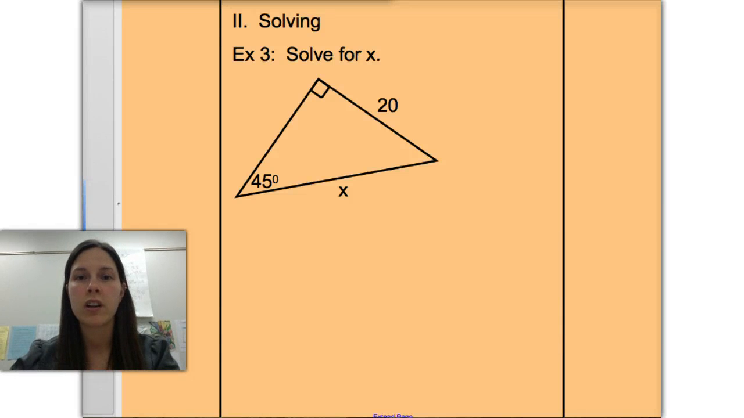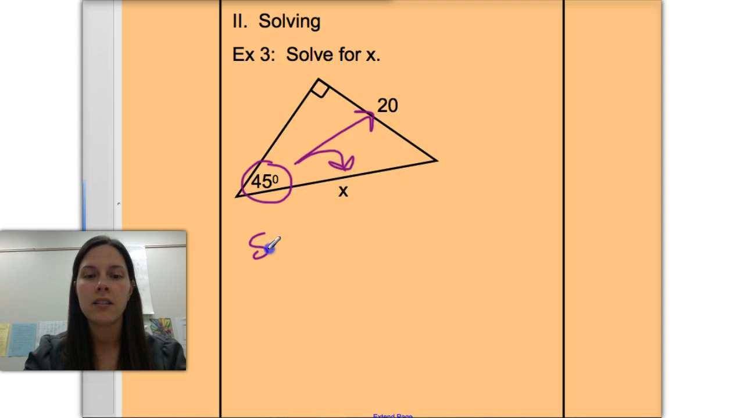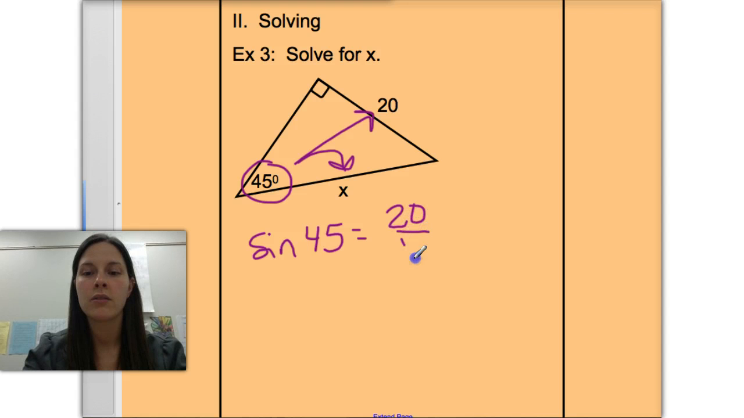Next, we're going to review solving for a missing side in a right triangle. So again, we're going to use SOHCAHTOA to set up our equation to solve for x. From the angle, we know the opposite, and we know we're looking for the hypotenuse. So we're going to use sine of the angle, sine of 45 degrees, equals opposite over hypotenuse.